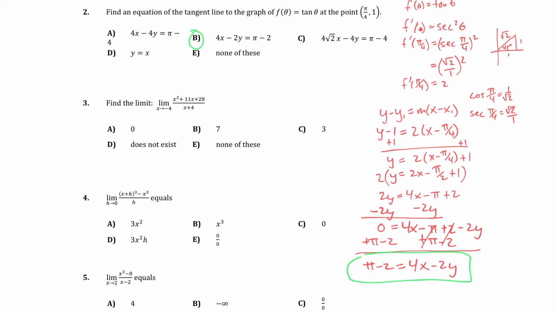There's a lot of stuff right there. All right, let's move on to the next. Let me erase all this stuff.